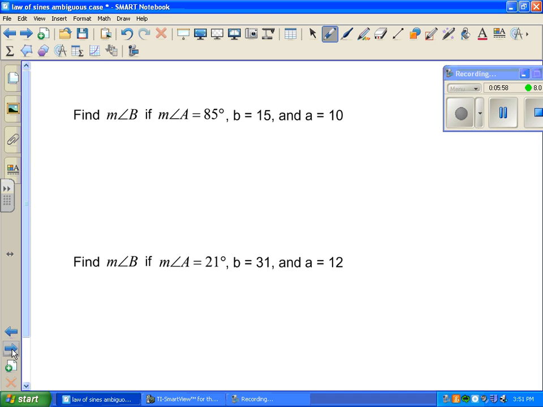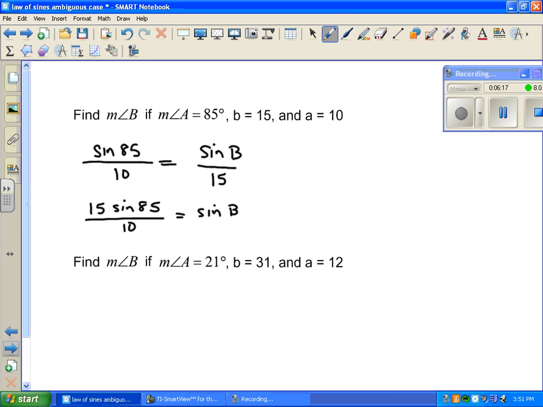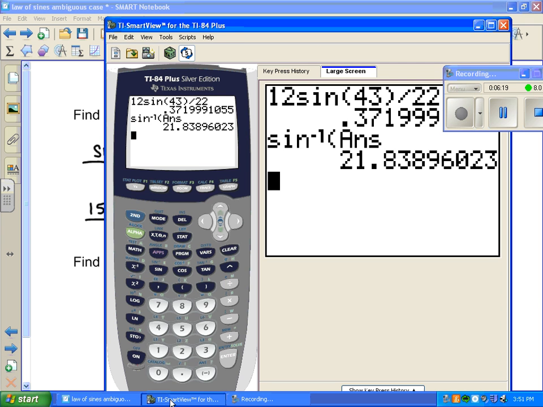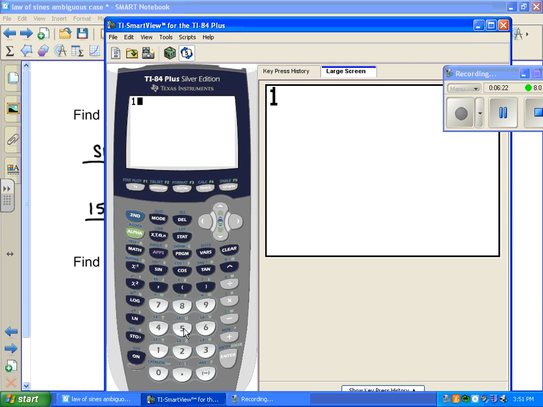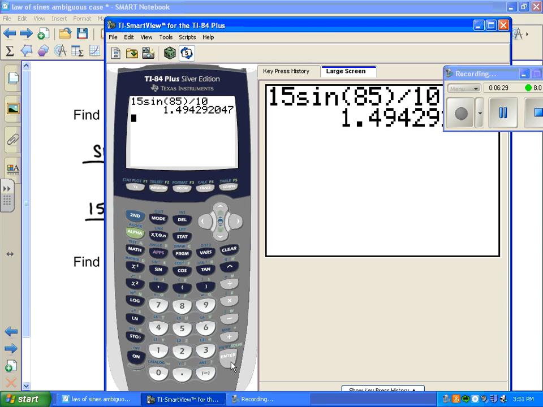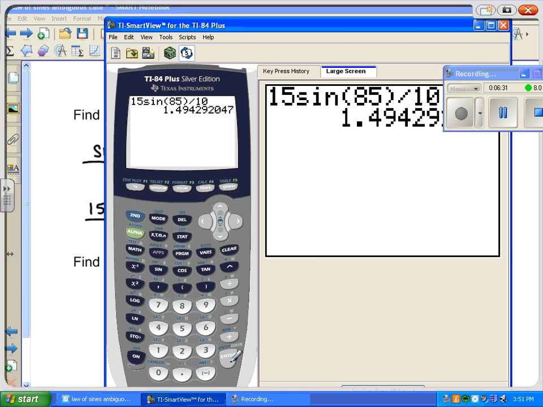If I set up my law of sines, the sine of 85 degrees divided by 10 equals the sine of B divided by 15. If I cross multiply, I get 15 times the sine of 85 divided by 10 equals the sine of B. 15 sine of 85 divided by 10. All right, there's a problem with this answer. We get 1.494.